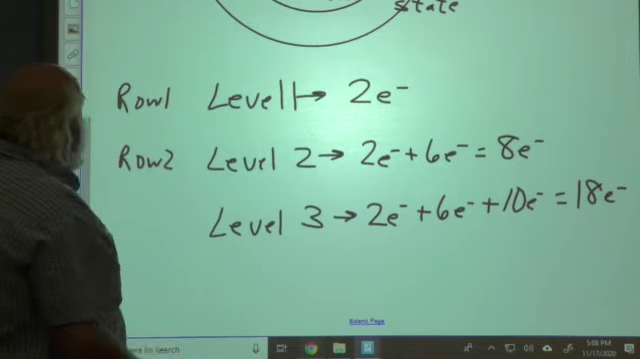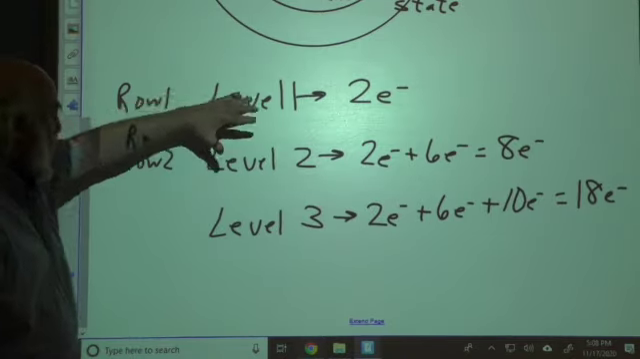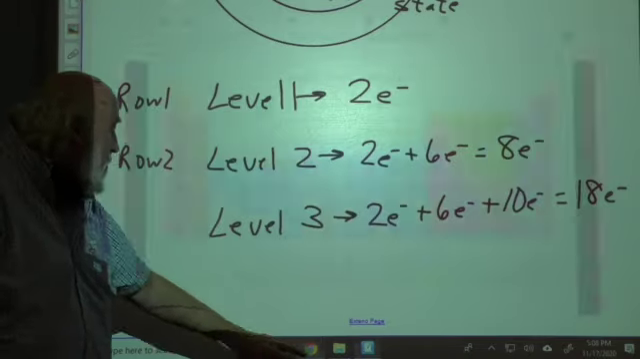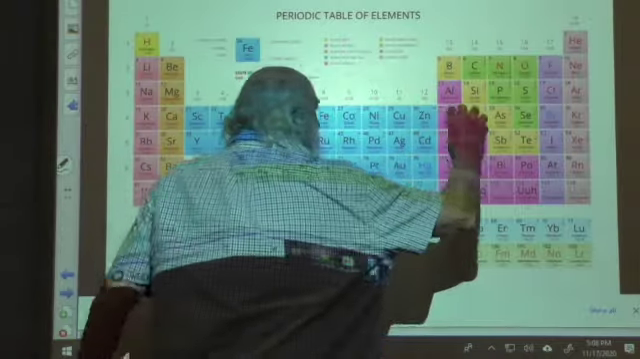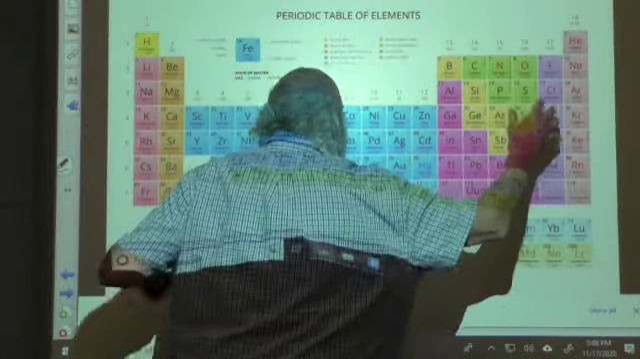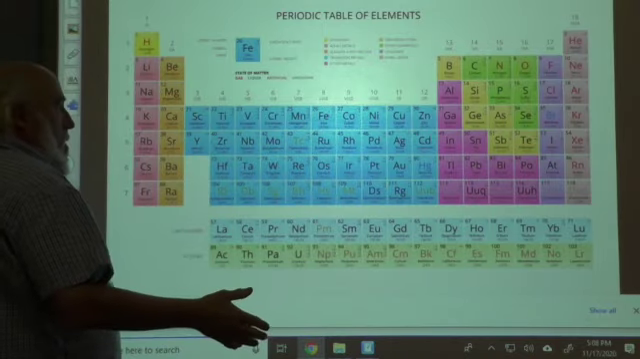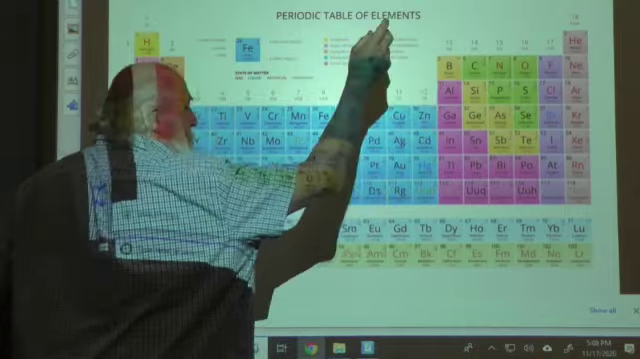Now, before we go any farther, I want to address this issue right here. We got row 1 for level 1, row 2 for level 2. We come back over here, and we notice that these 2 here, and these 6 right here, are in the 4th level and the 4th row. But these 10 right here belong to the 3rd level.